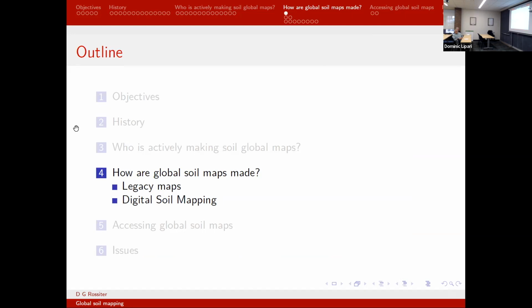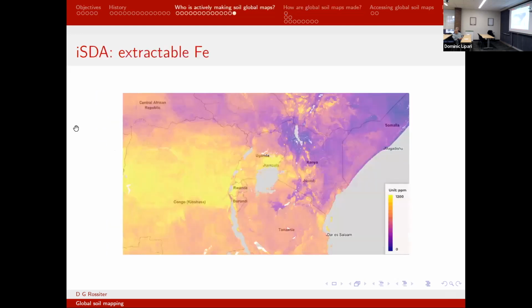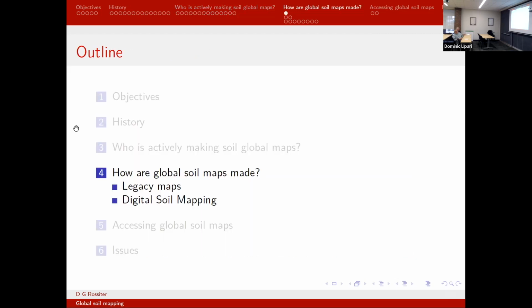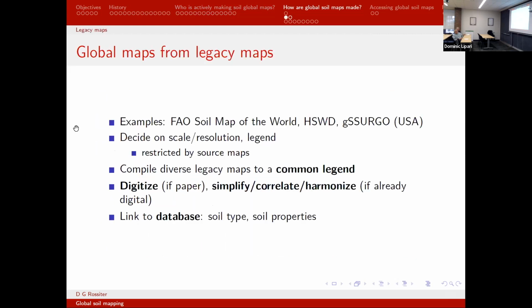So I'd like to take the last part here, 10 minutes or so, to talk about how these maps are being made now. When I see these maps, I ask, how was this map actually made? Obviously, they didn't go out to every 30-meter square in Central Africa and do this. So what was going on? One way is to take legacy maps, so maps that have been made by traditional methods showing polygons.